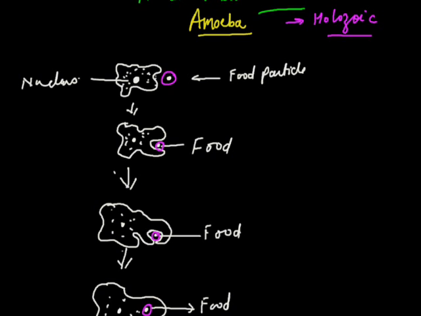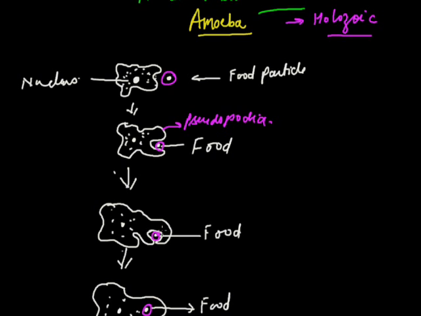Now, in ingestion, since amoeba is unicellular, a single cell is responsible for carrying out all the vital activities. Food is ingested with the help of pseudopodia. The animal engulfs the food. Now, what is this? This is the amoeba forming pseudopodia, that is false feet. Amoeba engulfs the food particle lying near it by forming pseudopodia around it and forming a food vacuole, which is considered its temporary stomach. This is a food vacuole, and this is called a temporary stomach.